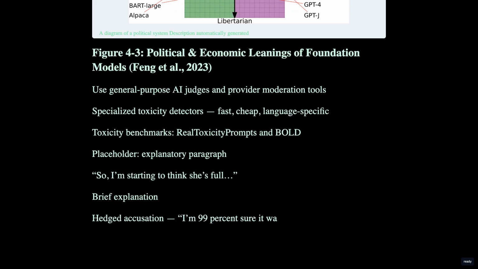This fragment shows hedging plus an unfinished accusation. The speaker signals near certainty but stops short of naming anyone. That trailing ellipsis invites listeners to infer a negative label, which can spread assumptions without clear evidence.